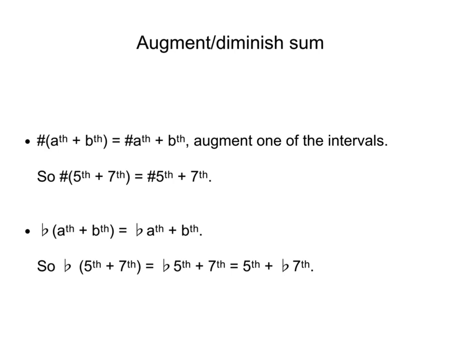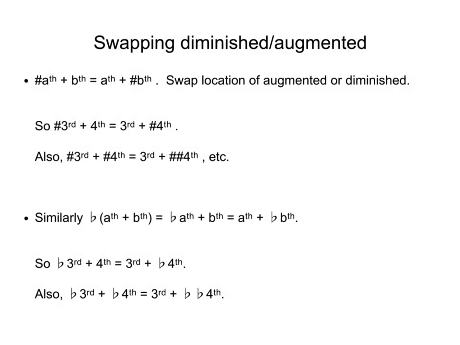Augmenting a sum of intervals is adding the same intervals with one of them augmented. It doesn't matter which. Similarly, diminishing a sum of intervals is adding the same intervals with one of them diminished. Doesn't matter which. That means that when adding intervals, you can change which of the intervals is augmented. Similarly, you can swap which of the intervals is diminished.